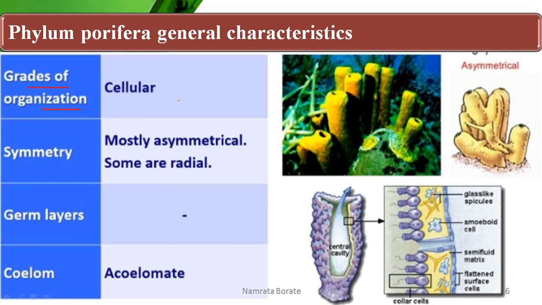The organisms included in the Phylum Porifera are mostly cellular, means they consist of only cells. There is absence of tissues. The second one is that these organisms are mostly asymmetrical, means the organism cannot be divided into two similar equal parts. But some organisms show radial symmetry. There is an absence of germ layers, that's ectoderm, mesoderm, endoderm. All these three germ layers are absent. Next, there is an absence of body cavity, so they are acoelomate.